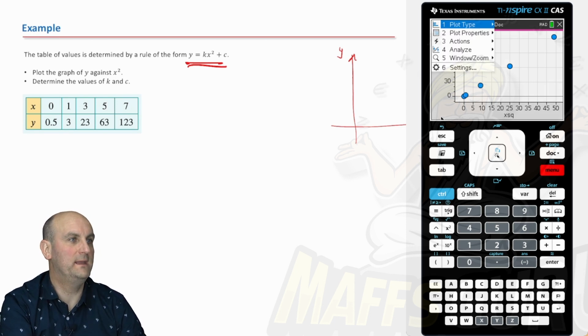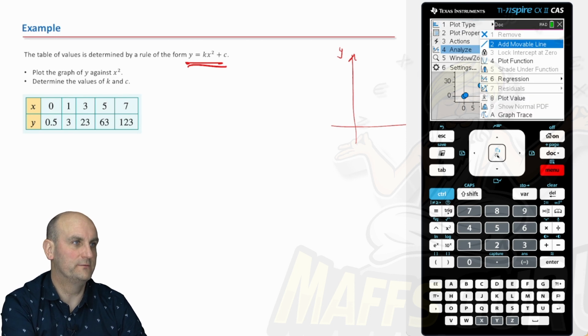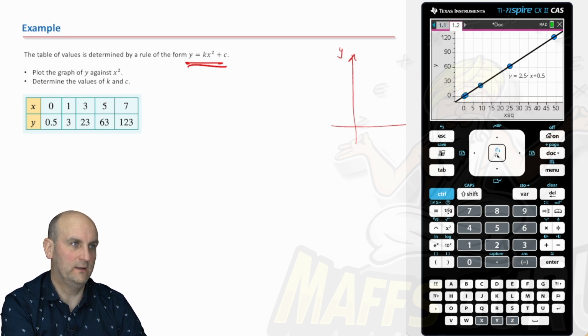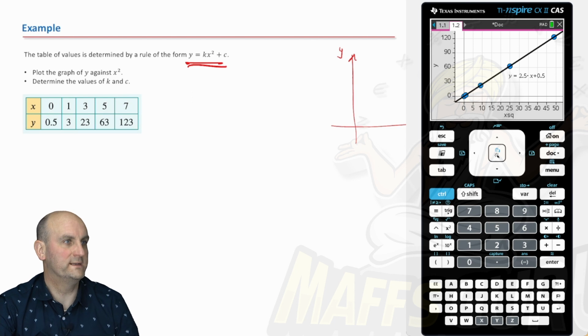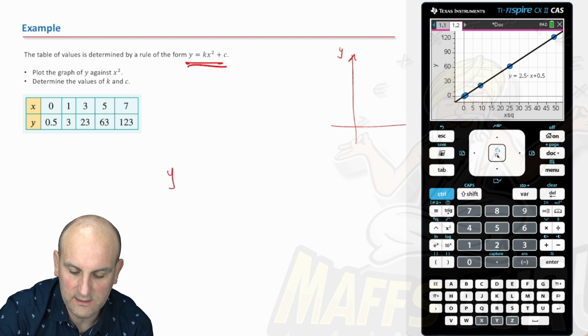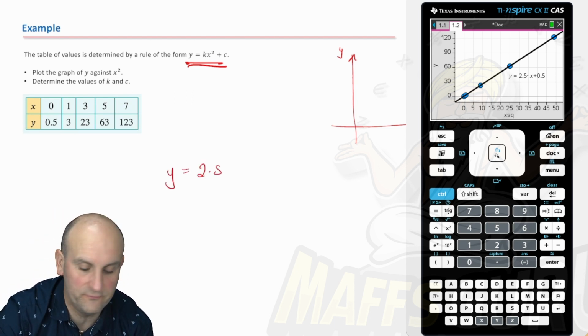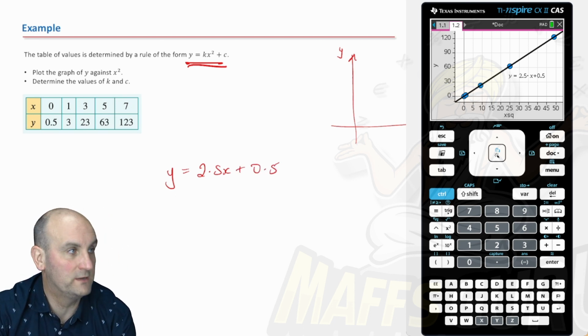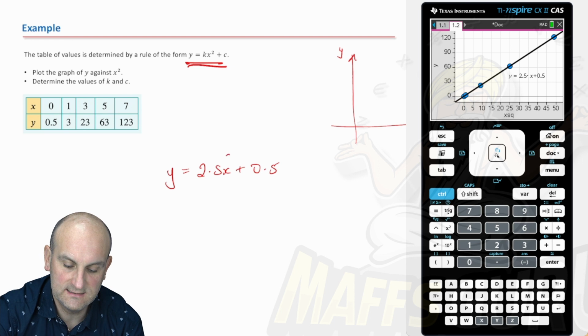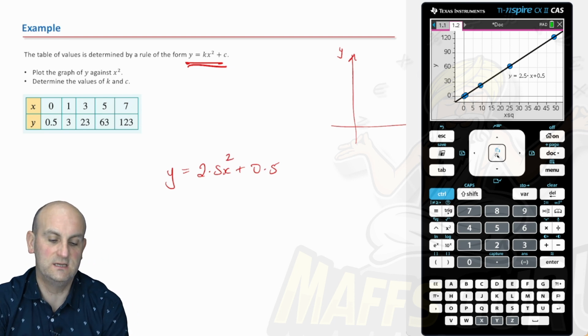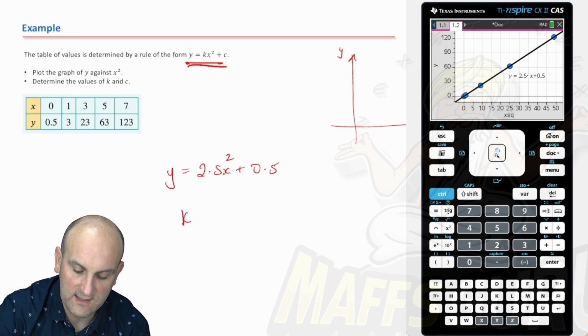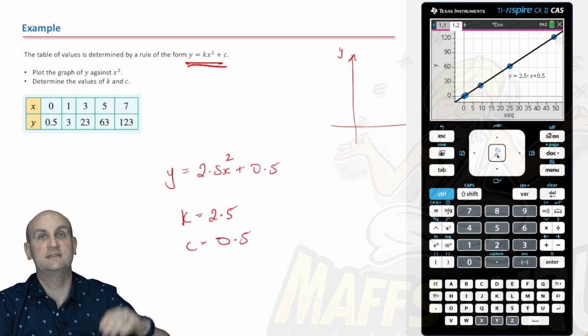All right, now what are we going to do? I need to do menu, analyze, regression. Let's do that one there. And once again, remember that although your calculator is giving you y is equal to 2.5x plus 0.5, is it x? No, because what's on my x-axis? It is x squared. And ladies and gentlemen, my value of k, therefore, would be 2.5, and the value of c would be 0.5. And that is that for this video.